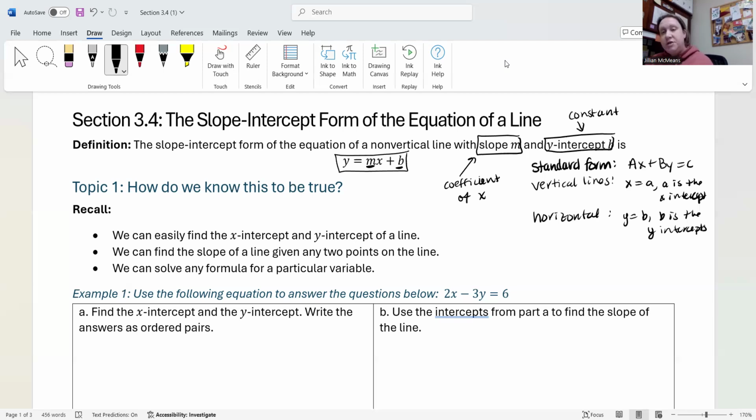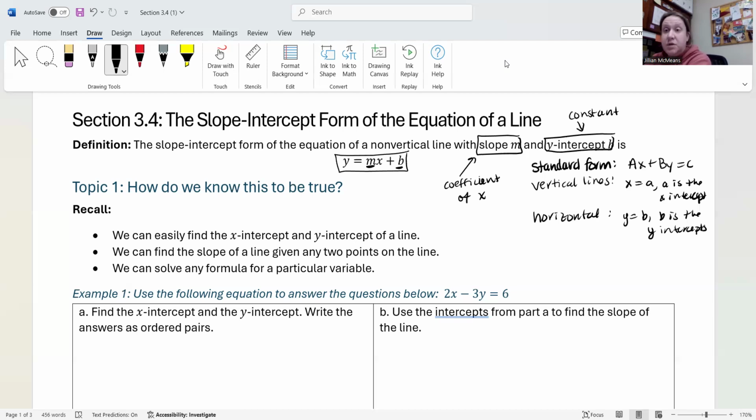This first video is just going to focus on how do we know that this is true? How do we know that m really is the slope and that b really is the y-intercept? We're going to break this down and prove to ourselves that this really is true. And then in future videos for this worksheet, we'll look at how we can use slope-intercept form. So again, topic one, how do we know this to be true?